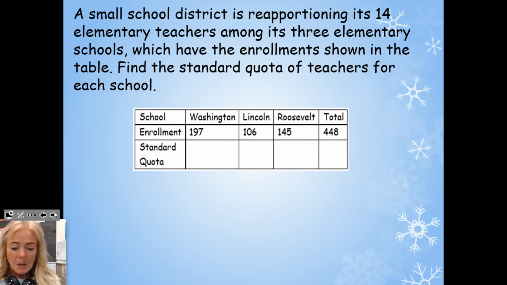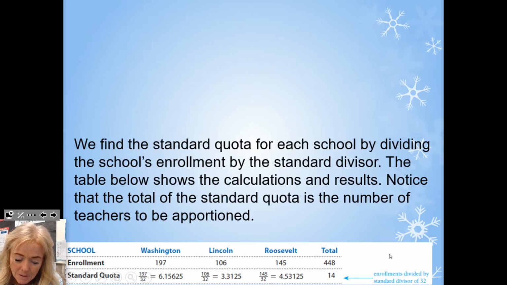This one, though, does not. A small school district is apportioning its 14 elementary teachers among its 3 elementary schools, which have the enrollment shown in the table. Find the standard quota of teachers for each school. So in looking at this, I'm hoping, you know what?